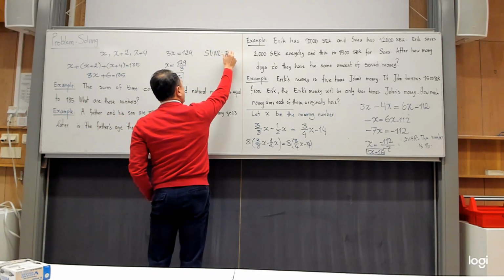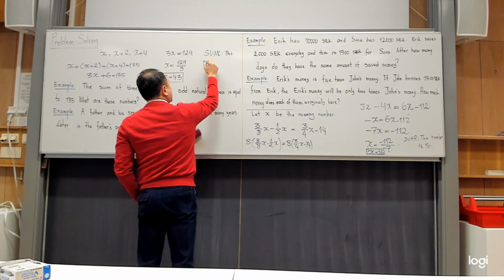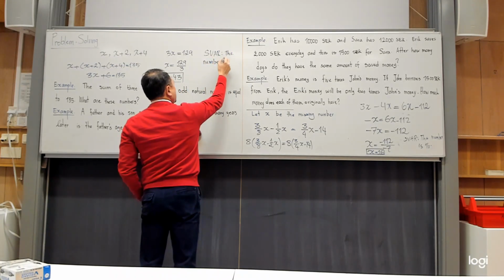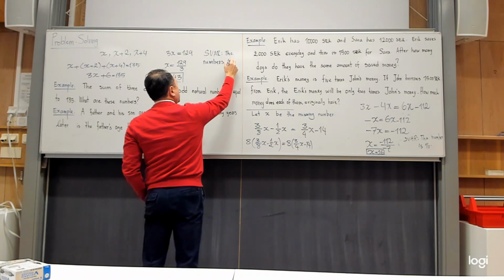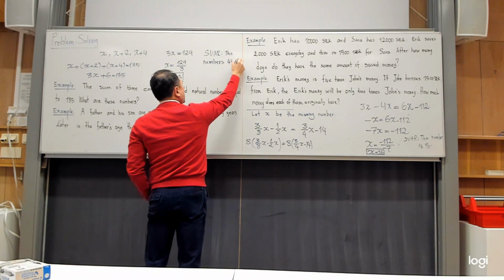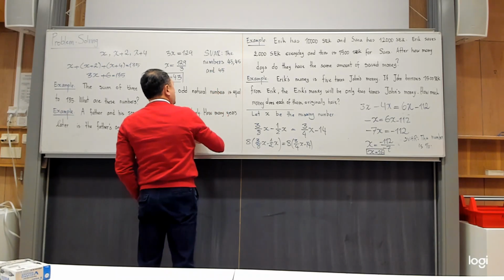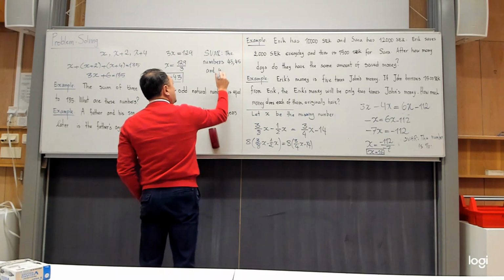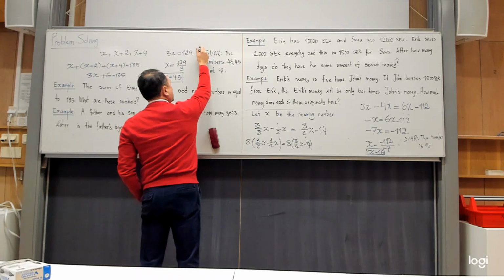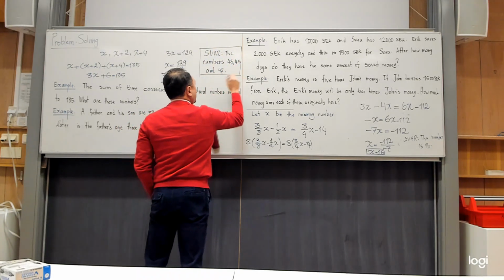The numbers are? 43, 45, and 47. Oh, you did the other method. Yes. So this is extremely important. You need to write this down after finding the answers.